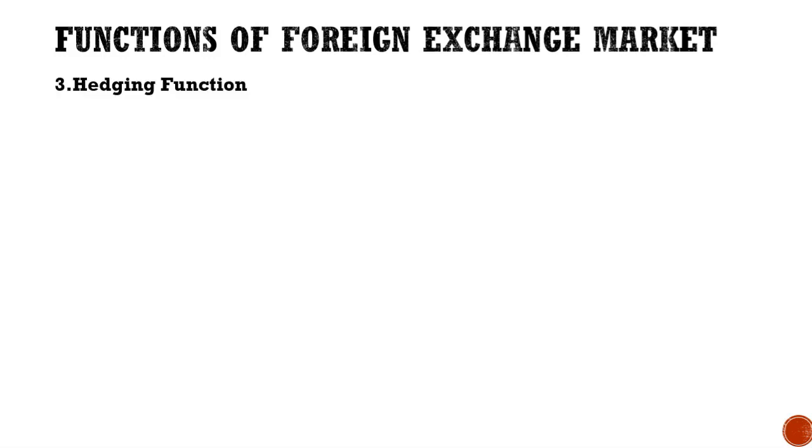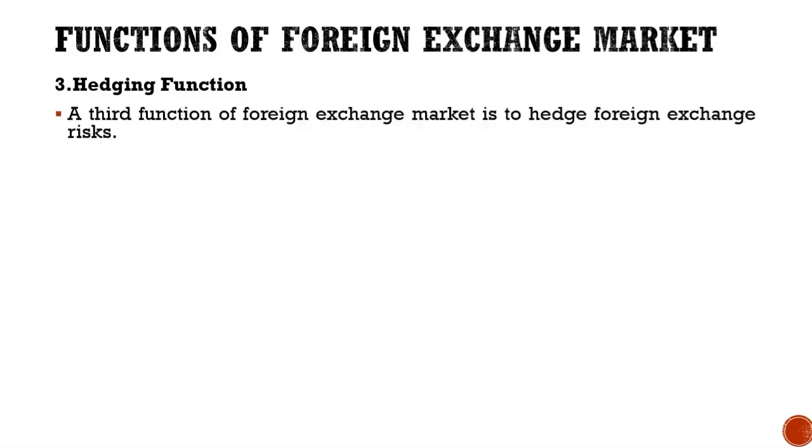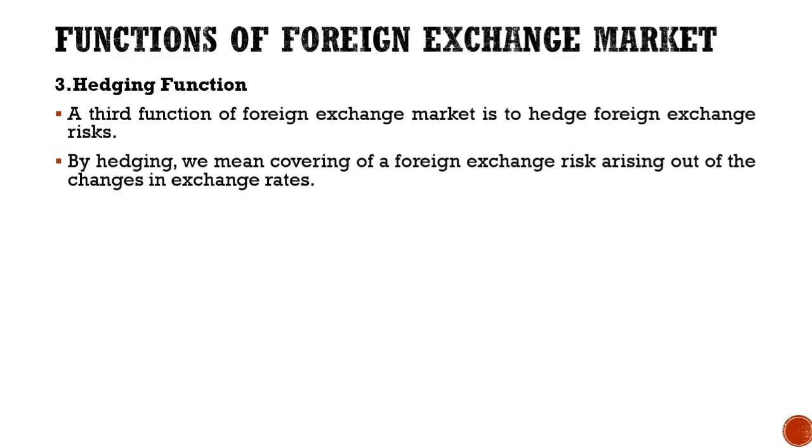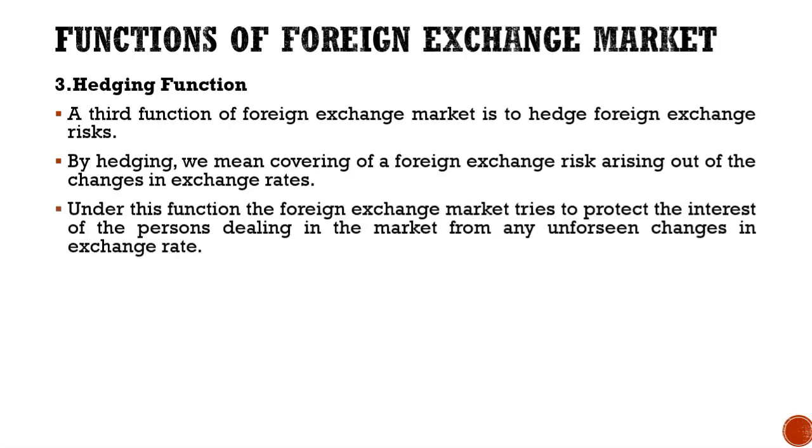The third function is the most important, that is the hedging function. The third function of the foreign exchange market is to hedge foreign exchange risk. By hedging, we mean covering the foreign exchange risk arising out of changes in the exchange rate. Under this function, the foreign exchange market tries to protect the interests of the person dealing in the market from any unforeseen changes in the exchange rate.